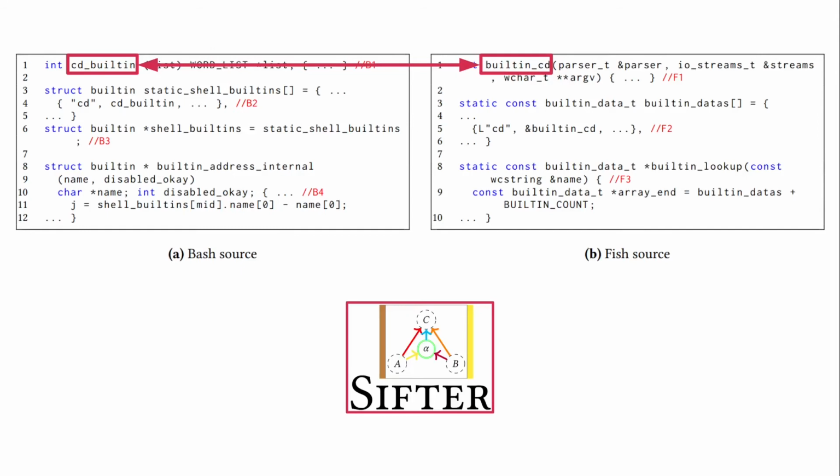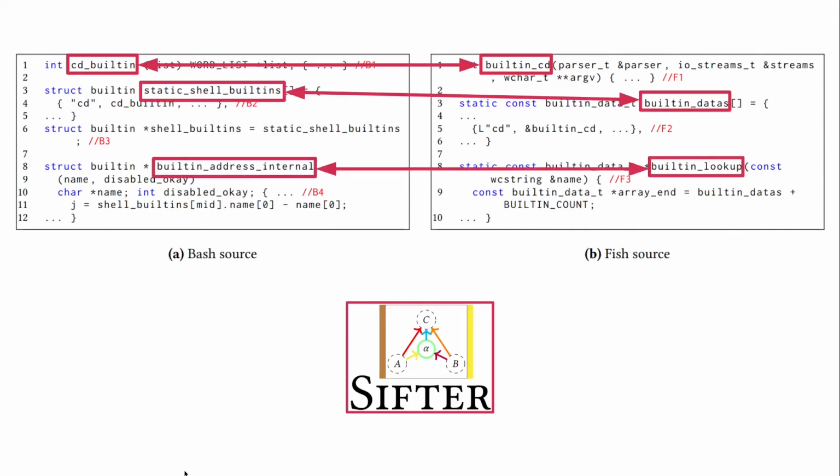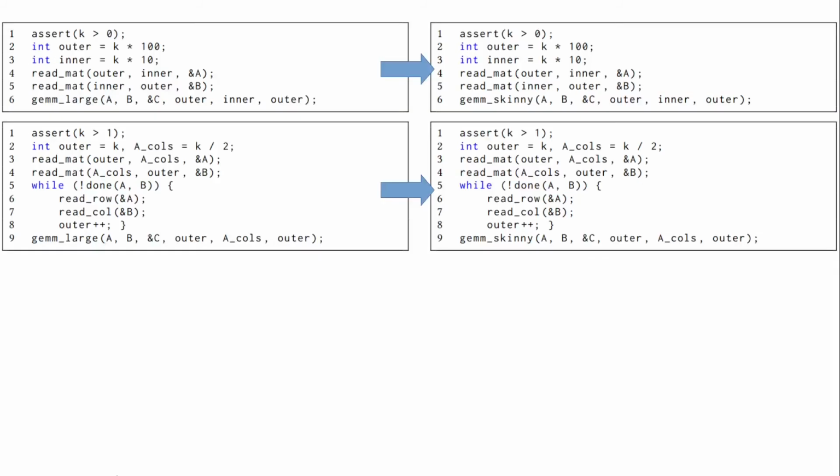Sifter can then build out its analogy, identifying even more similarities between parts of the code bases. These automatically identified correspondences can then be used to help developers get up to speed on a new code base by referencing code that they already understand. The second application we explore for Sifter is program transformation learning.